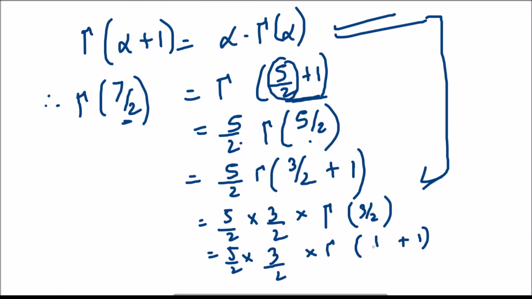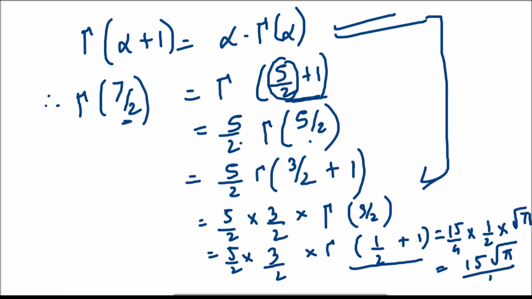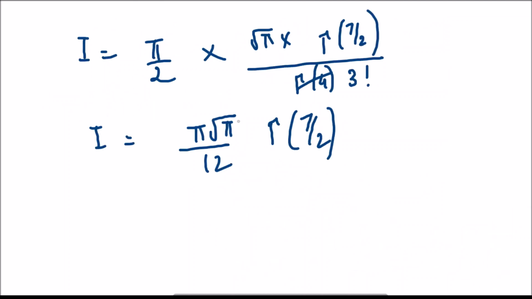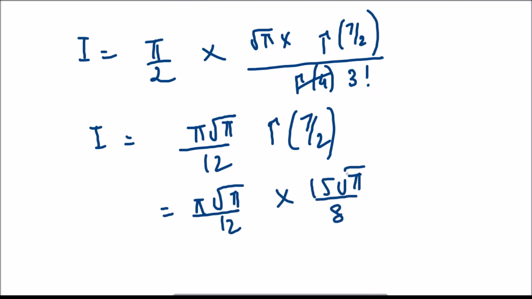Now again I can write 3 by 2 as half plus 1. So what I get is 15 by 4, and this gamma of half plus 1 is half into gamma half. But what is gamma half? It is root pi. So it turns out that gamma of 7 by 2 is nothing but 15 root pi by 8. So if you put this value over here, I have pi root pi by 12 into 15 root pi by 8. And well, this comes out to be pi square, and then 3 fours and 3 fives are. So 5 pi square by 32.